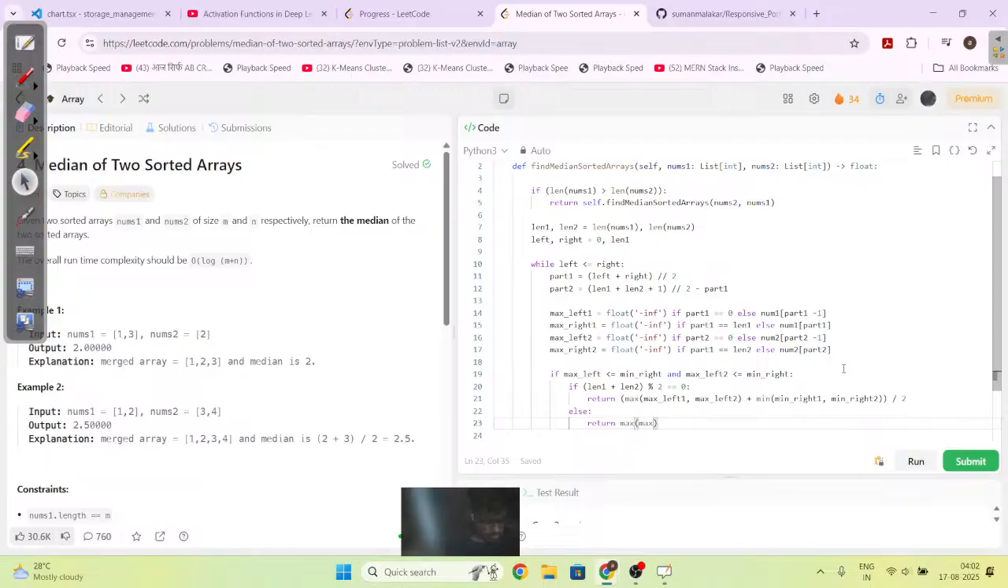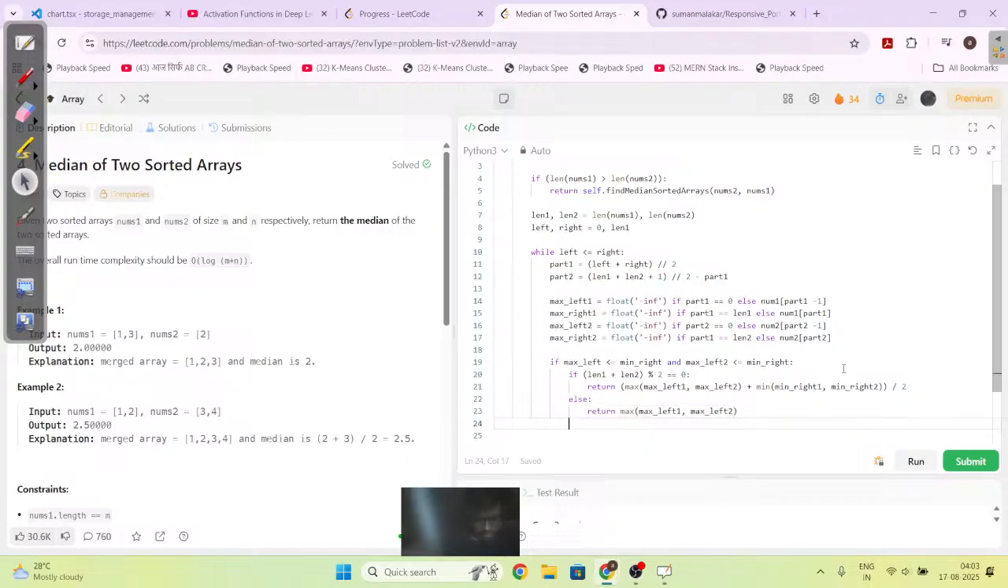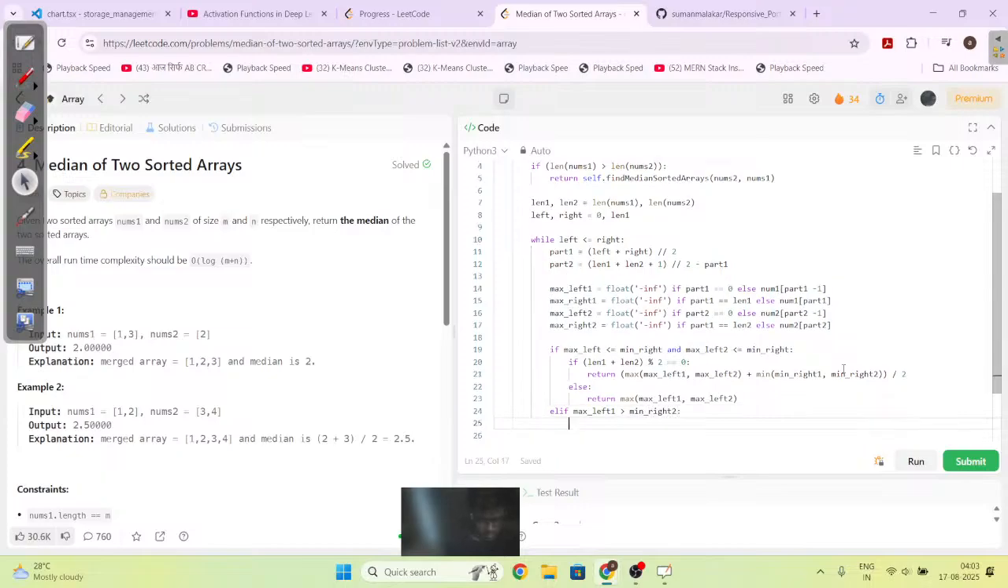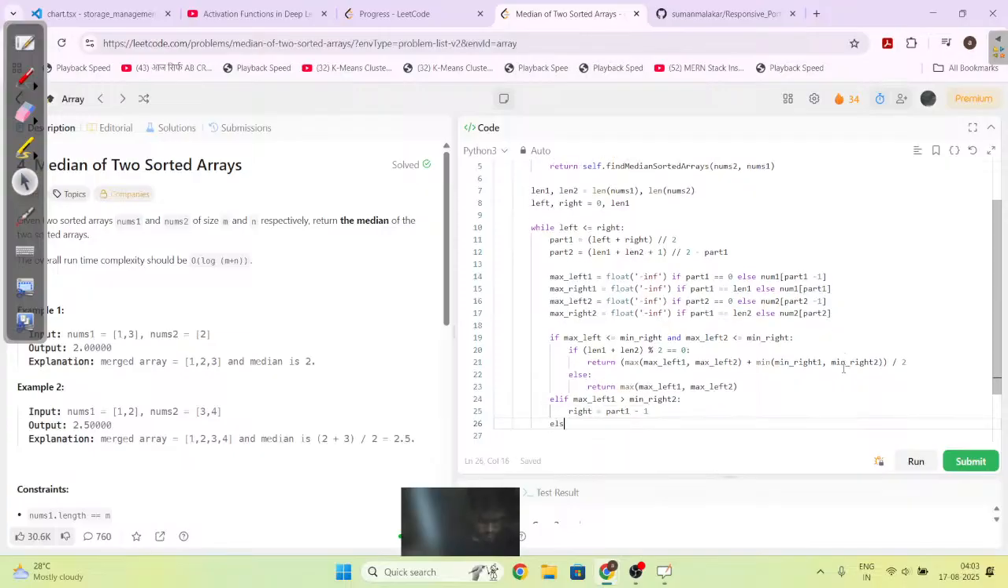Return max left is left 2. So left is left. Right is equal to.